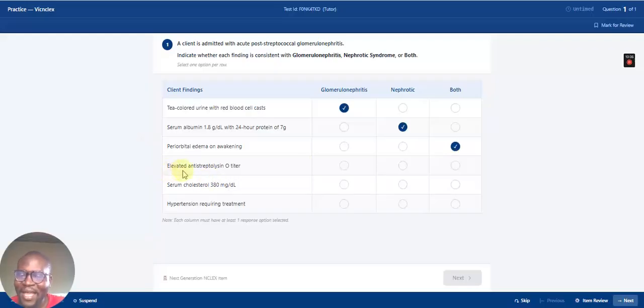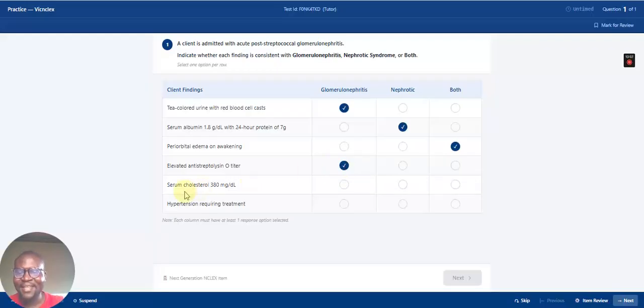Elevated anti-streptolysin, oh, this is ASO titer. ASO titer is only specific for streptococcal infection, right? It will be positive or elevated if the client is having a strep throat infection. So we know glomerulonephritis is usually caused by streptococcal bacterial infection. So we are going to go for that.